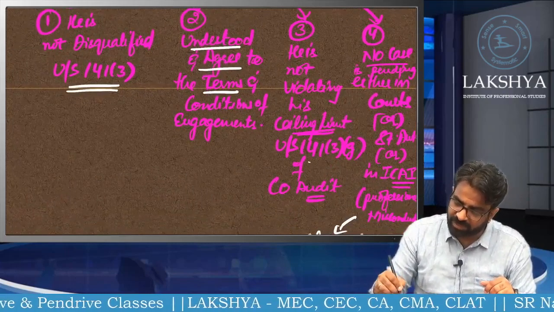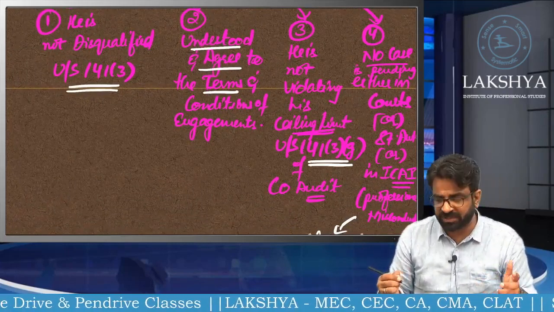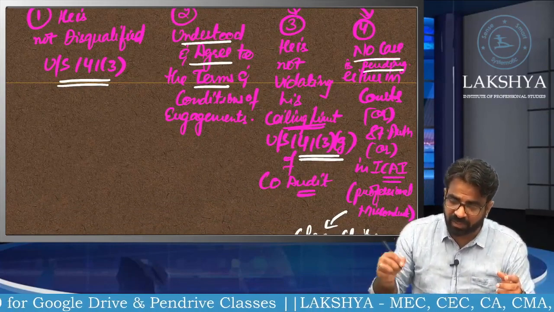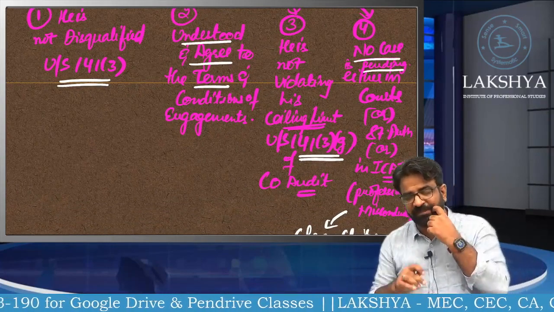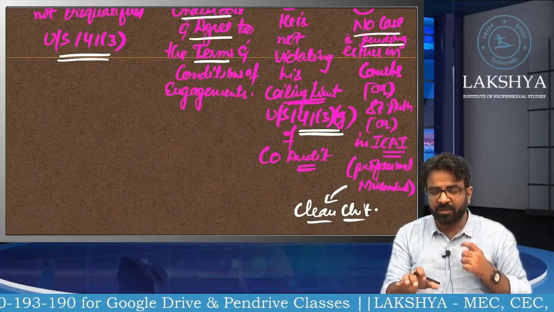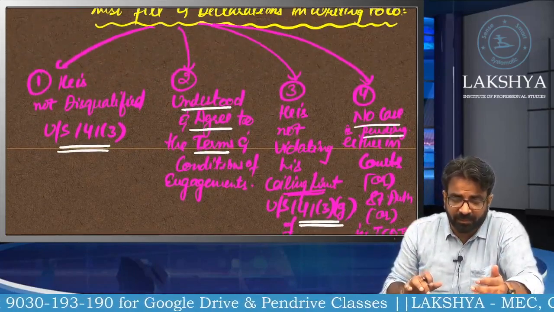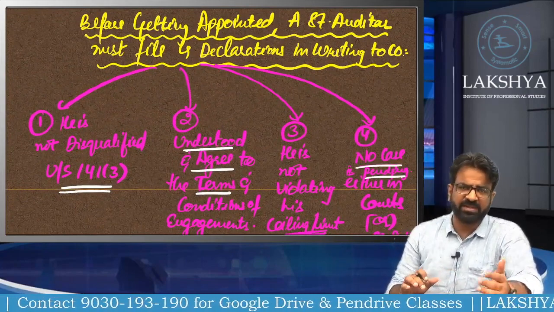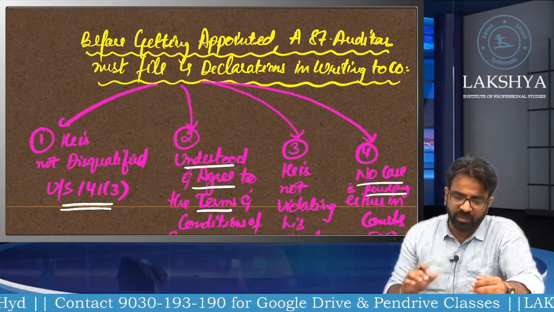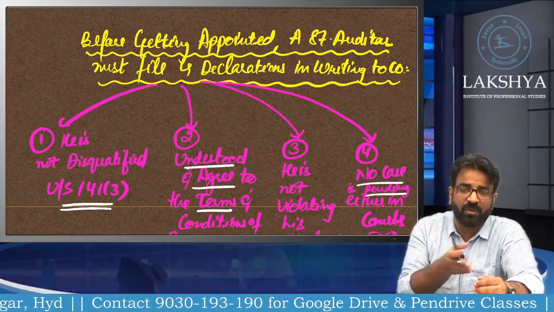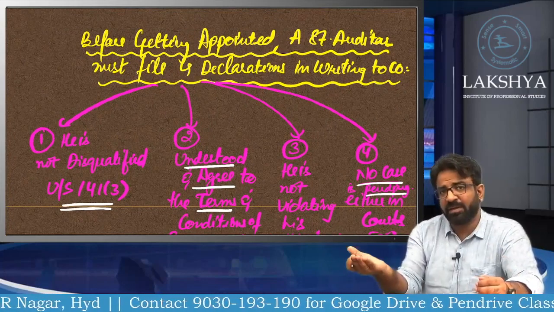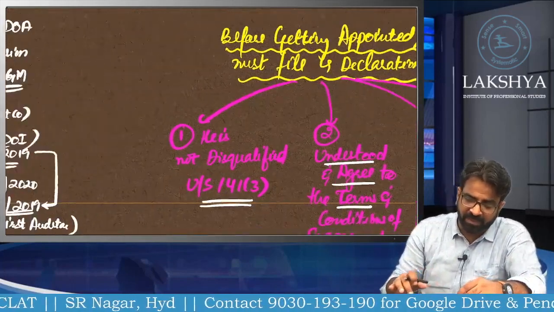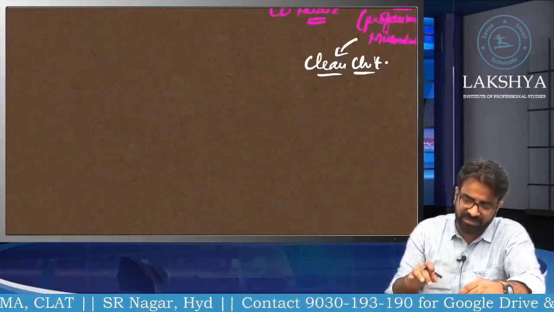Next one, ceiling limit: I'm not violating under section 141 subsection 3 clause G, and no case is pending in any kind of court or statutory authority or ICA against me. Everyone clear? So this brings a partial end to our section called 139 subsection 5, 6, 7 and 1, right? These are the four declarations the auditor needs to give before getting appointed. Now the next thing we have to understand, sir, is the section over?